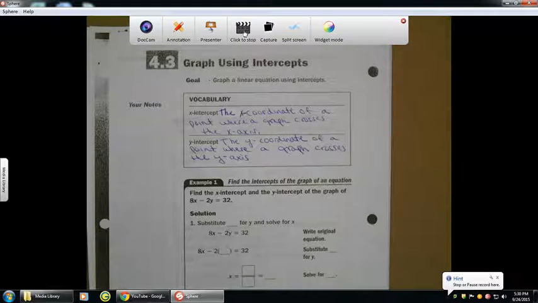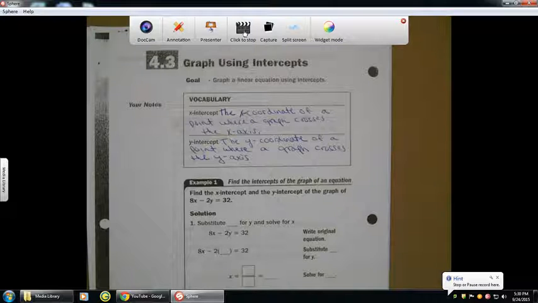Right. Our objective for today is to graph using the intercepts. Most of you are familiar with the y-intercept. The definitions of the x-intercept and the y-intercept are given in your note-taking guide. The y-intercept, I know that you used last year in graphing. It's the y-coordinate of a point where a graph crosses the y-axis.